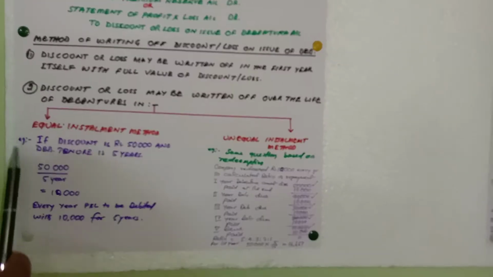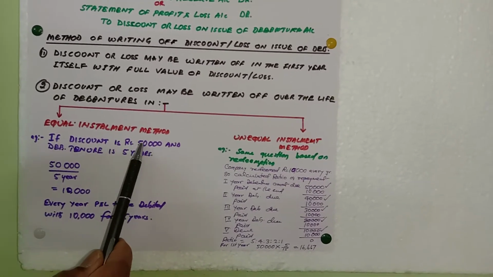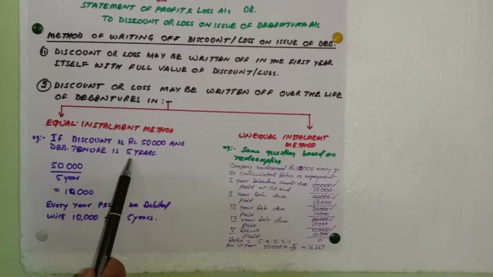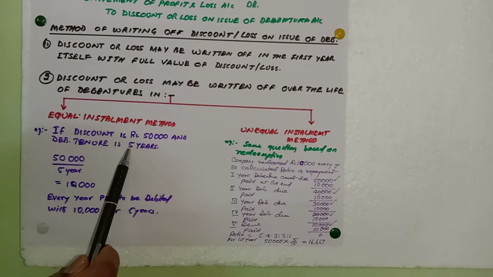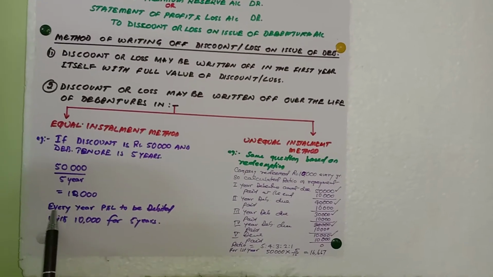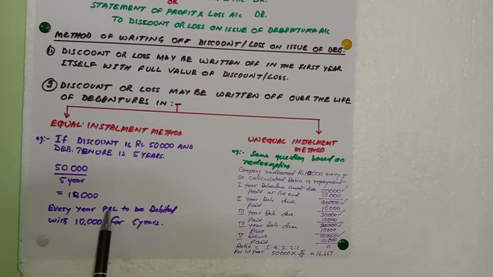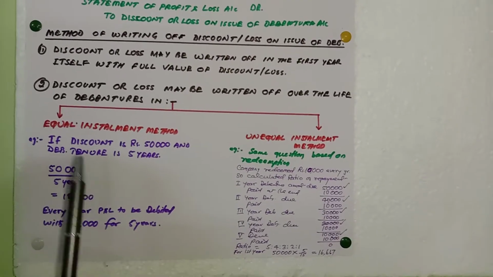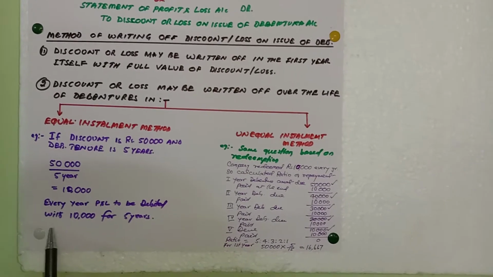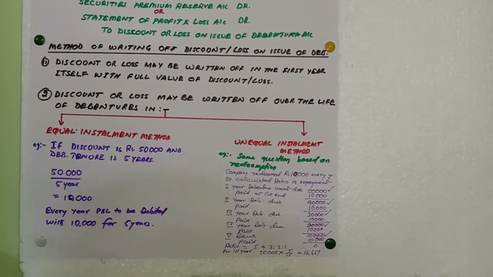For example, if the discount or loss on issue of debenture is 50,000 rupees and the tenure is 5 years, then 50,000 divided by 5 gives you 10,000 rupees. So we can write a journal entry for this 10,000 rupees every year. Every year we have to debit profit and loss or securities premium reserve account, whichever we are using. And for 5 years we can write off this loss. This is the equal installment.